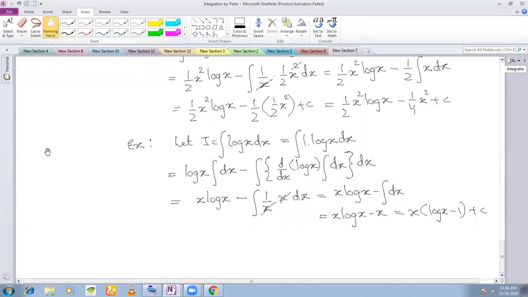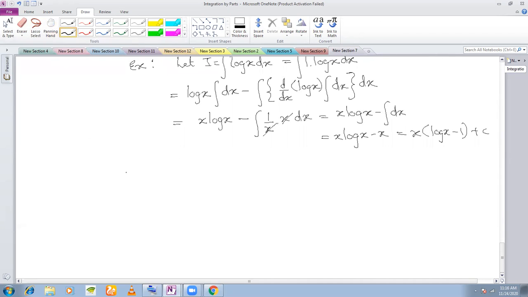Next integration is, how will you evaluate a single function, inverse circular function? Let us say how to integrate sine inverse x.